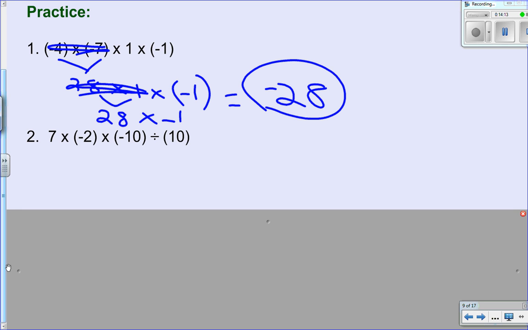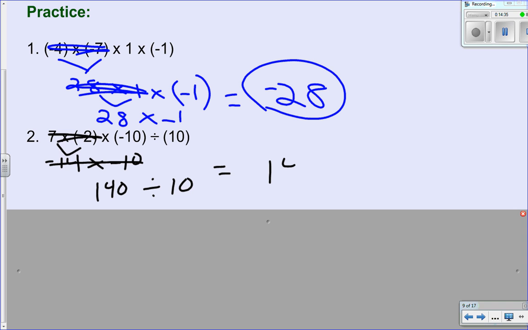Again, working from left to right, we have 7 times negative 2 is negative 14. Cross it out. Times that by negative 10. Just add your 0 in. A negative times a negative is a positive, so we have positive 140. And I divide that by positive 10, bringing that back to a positive 14.